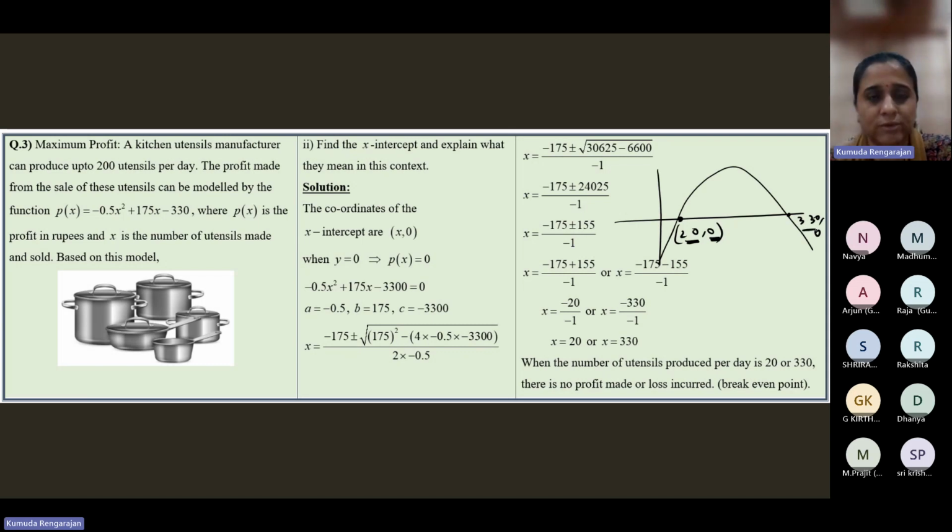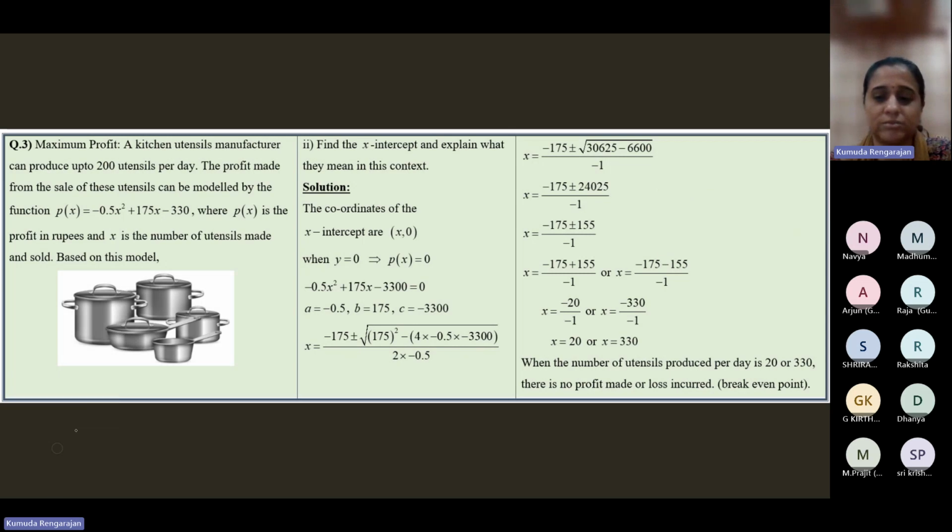Again, 330 is the number of utensils produced and sold. Only if you sell, the transaction happens only when you sell. If you produce and keep it yourself, there is no profit, no loss. You have to make and sell. So when 330 units are made and sold, no profit, no loss, because the y coordinate is 0. So anything between this, if the company makes and sells, it'll be a profit. So that's the meaning. Next one.